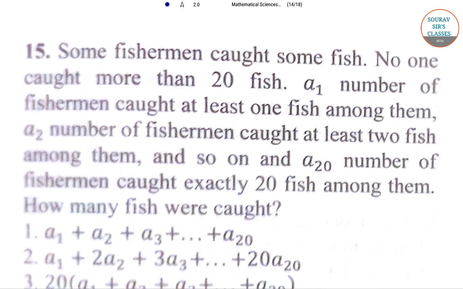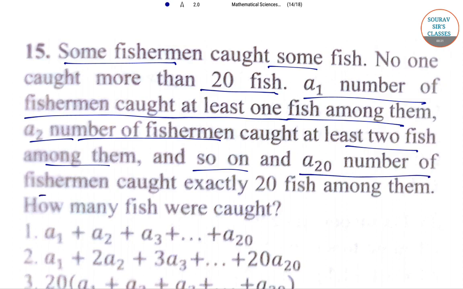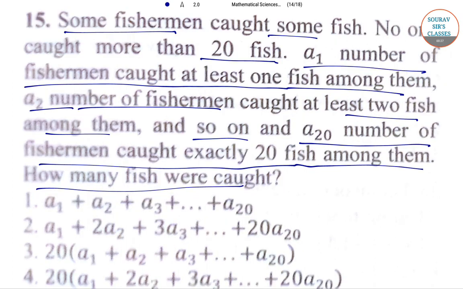The question is, some fishermen caught some fish. No one caught more than 20 fish. A1, the number of fishermen who caught at least one fish among them. A2, the number of fishermen who caught at least two fish among them, and so on. And A20, the number of fishermen who caught exactly 20 fish among them. How many fish were caught?